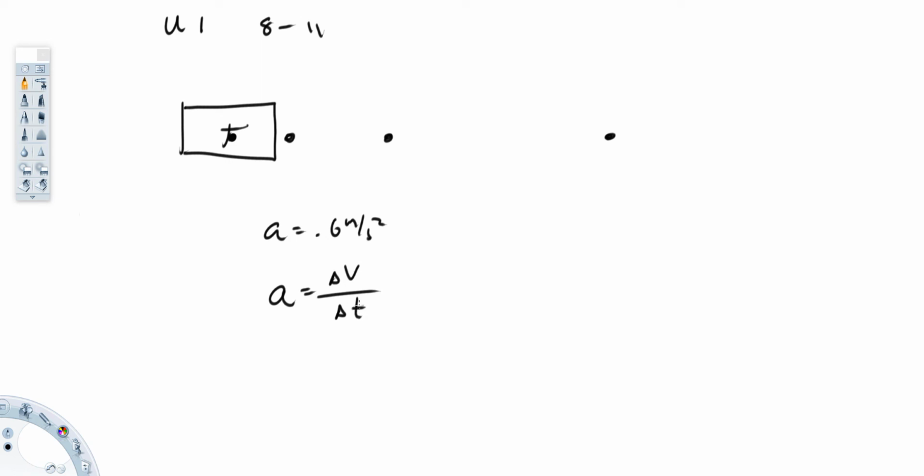So, question A says, what is the speed after 36 seconds, right? So the acceleration is given in the problem. There's a delta t given. That will allow you to calculate your change in v.